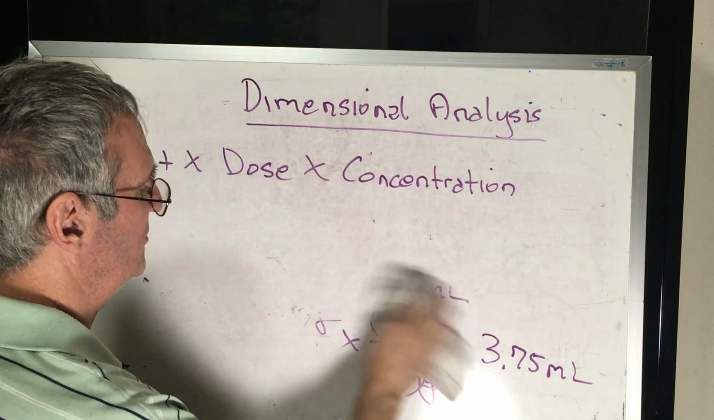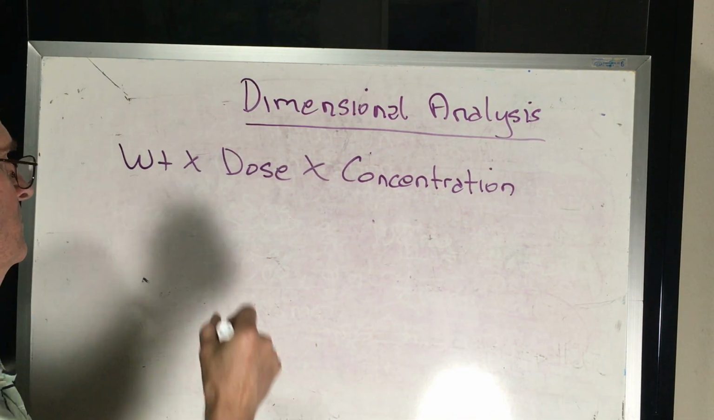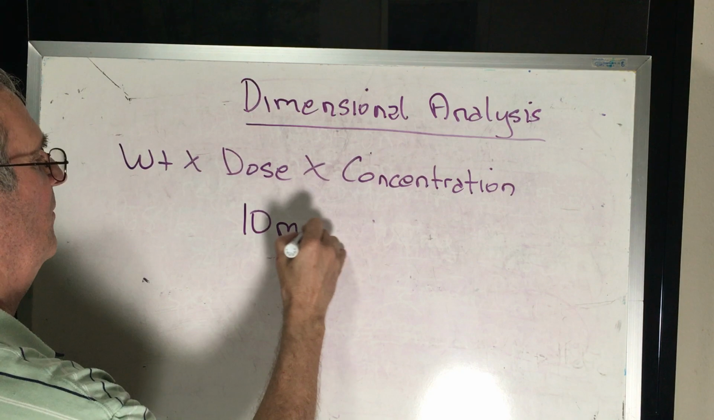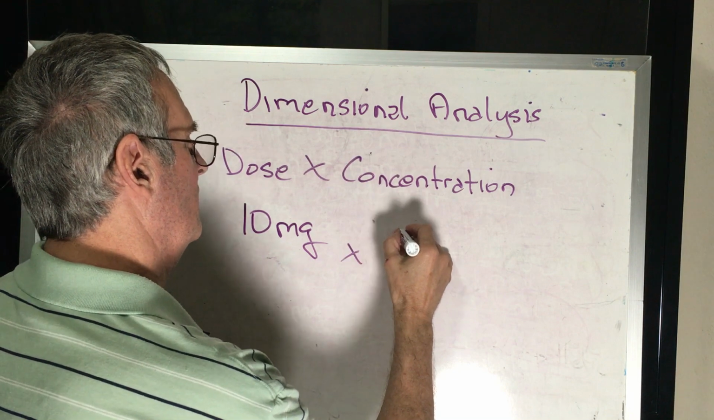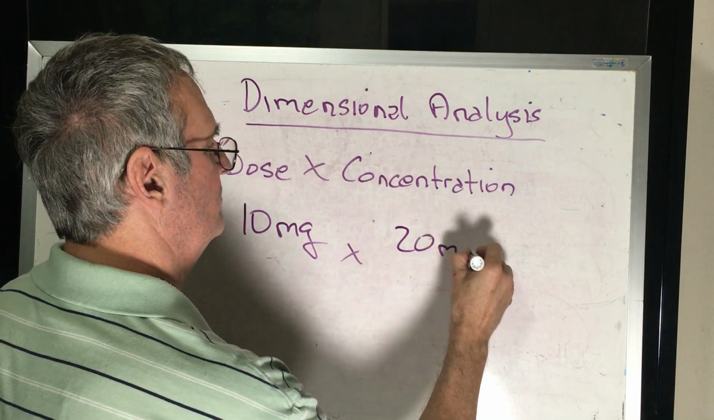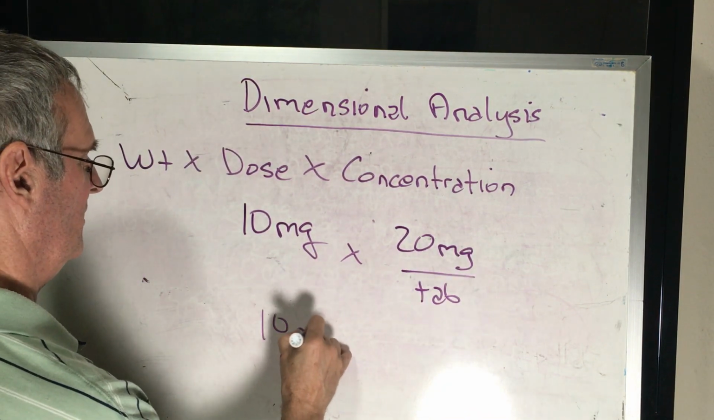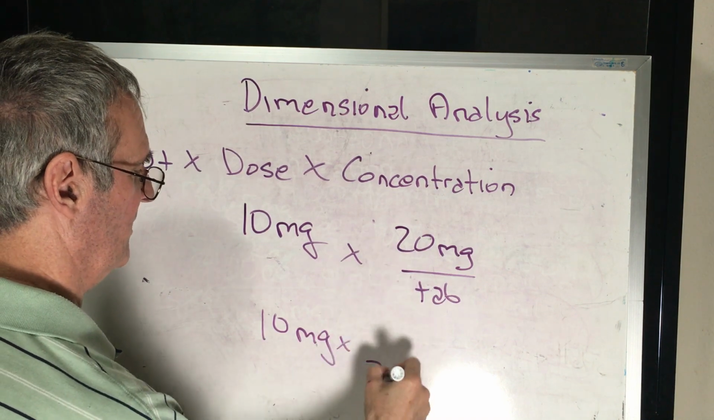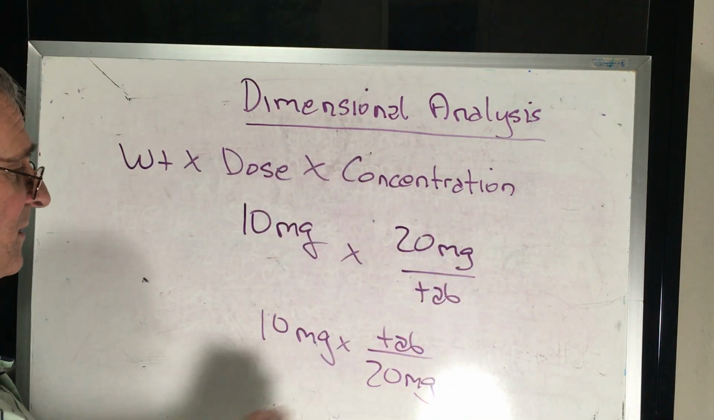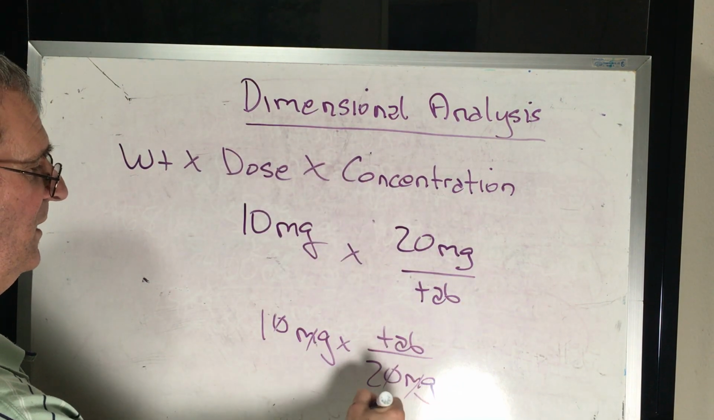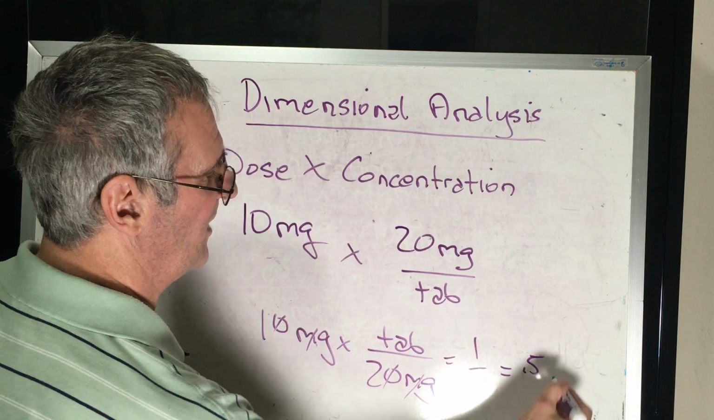Okay? And keep in mind that this could also be a tablet. Take, for example, the doctor wants you to give 10 milligrams. The dose is 10 milligrams. And what you have in the tablets is 20 milligrams per tablet. So this would again be 10 milligrams times, turn this upside down, 20 milligrams per tab, because we're trying to figure out how many tablets we need to give. Milligrams goes away, 0 goes away, which equals 1/2, which equals 0.5 or 1/2 of a tablet.